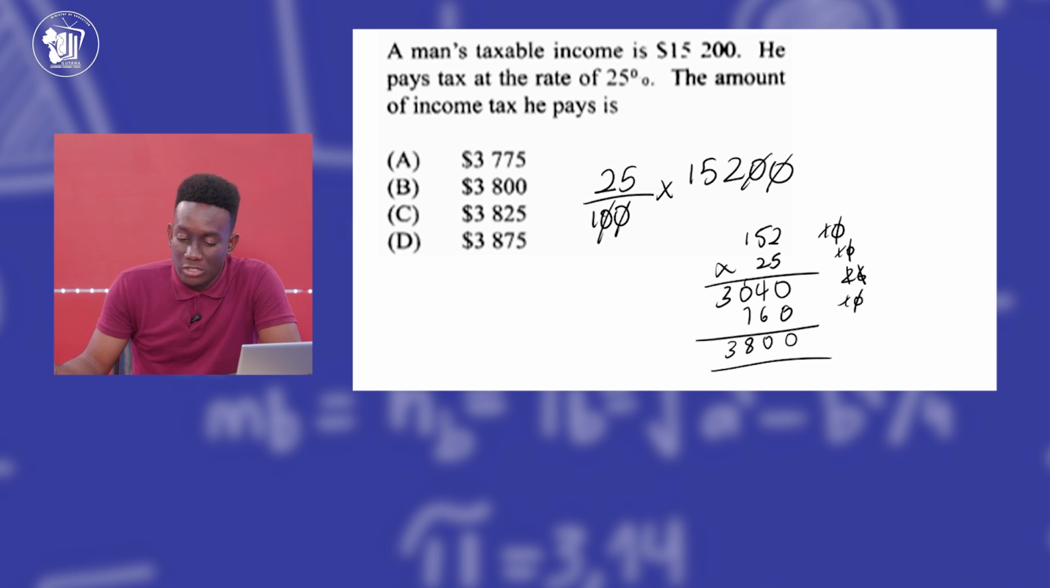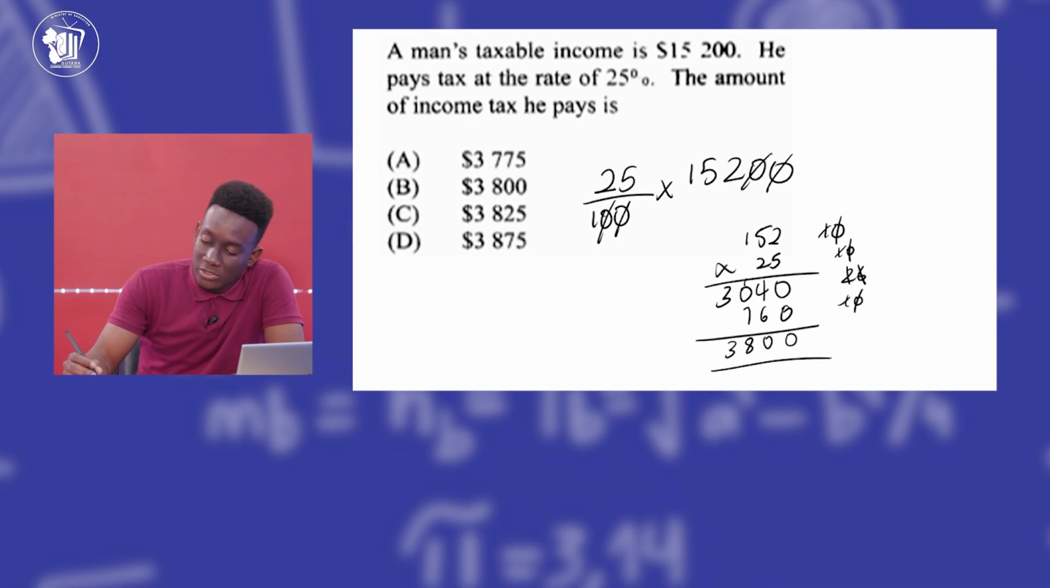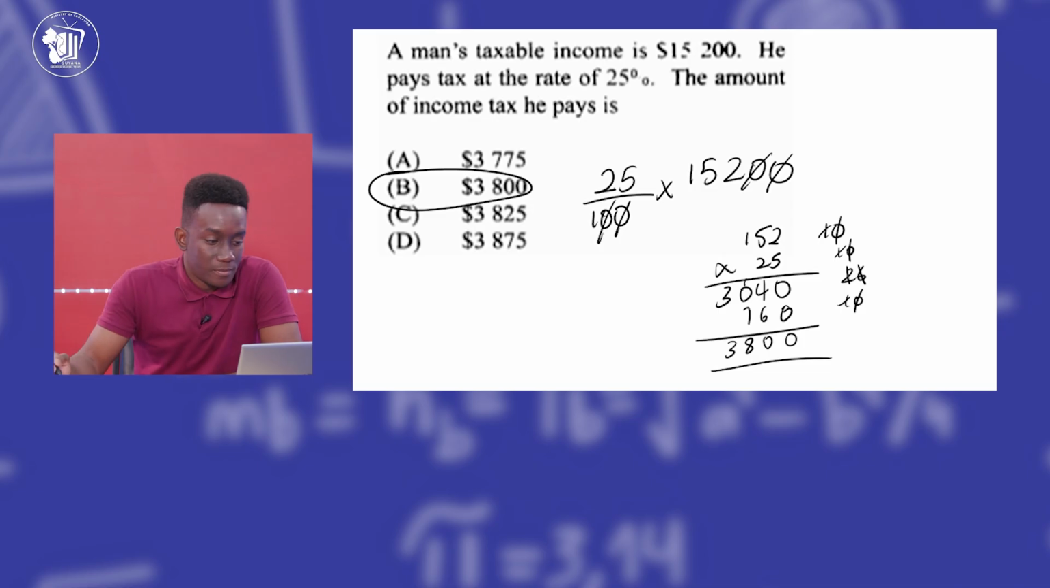So we see the amount of income tax that he will pay would be $3,800. All right. And this is based on the 25% of his taxable income. So this answer here would be B.